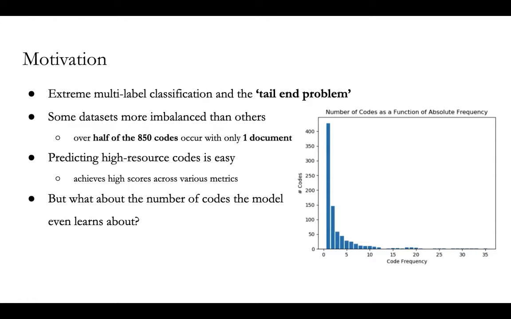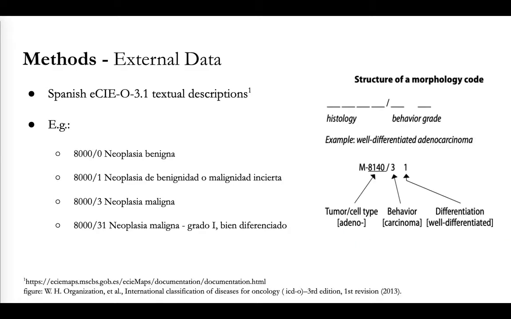Predicting these high resource codes is relatively easy, and doing so tends to achieve pretty high scores across various metrics, but the real challenge is capturing these low resource codes. In order to capture some of these low resource labels, we decided to make use of external data, namely the textual descriptions which accompany each ICD code. These describe the diagnosis that the code itself represents.